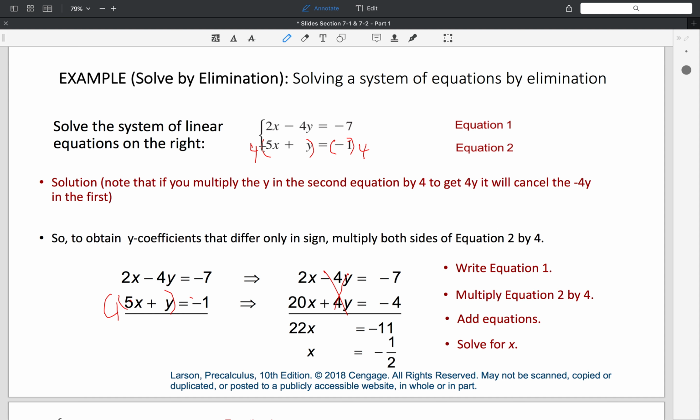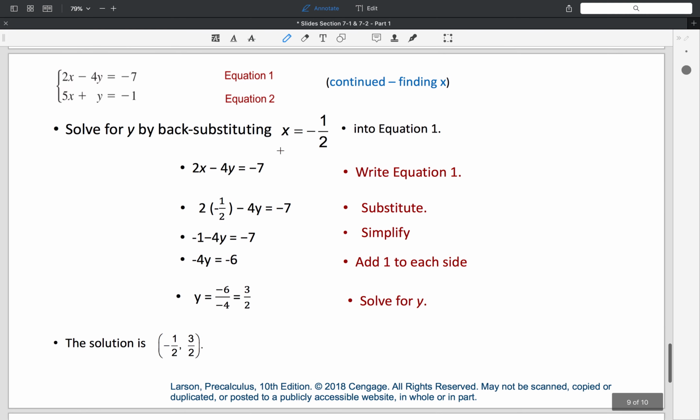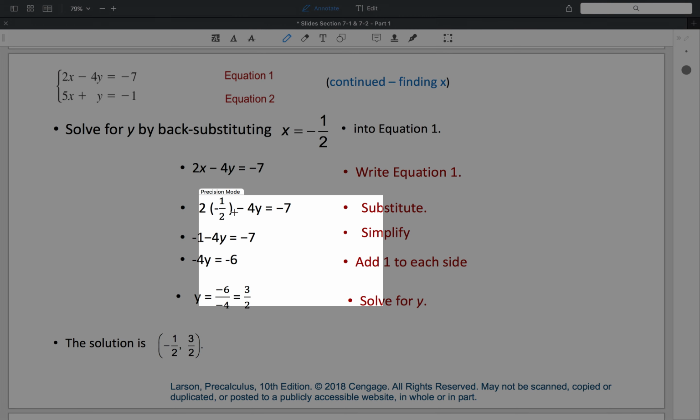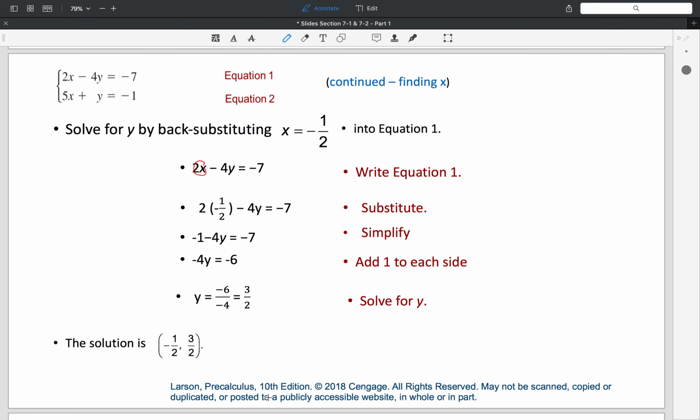So remember, I can plug x into either equation up here. Which one do you think is easiest to plug x in for? I got x equals -1/2. Well, to me, I realize that if I plug -1/2 into this x right here, I'm going to get 2 times minus 1/2, and that's going to be an easy multiplication. So that's what I do. And then I go through the math here.